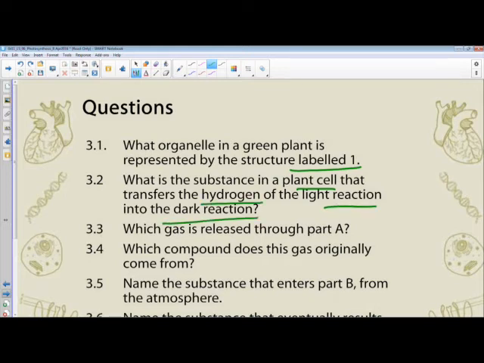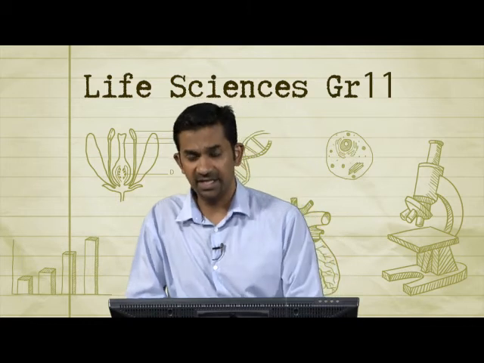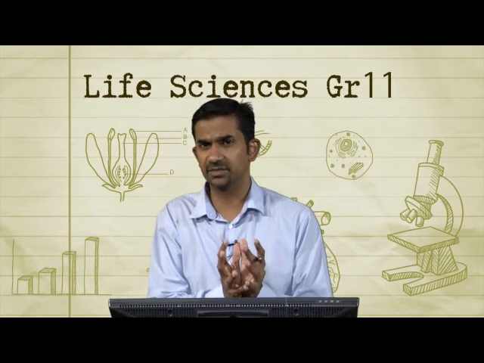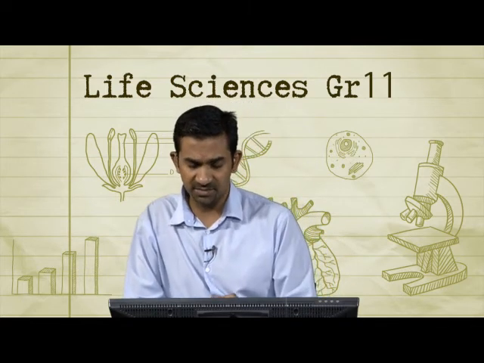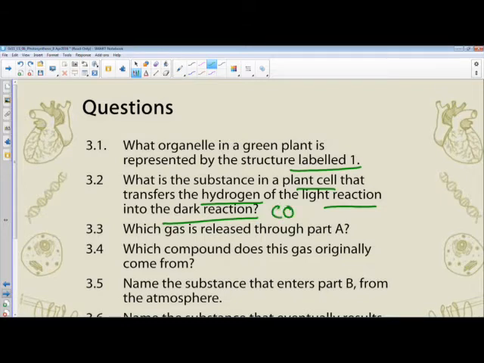So guys, if you recollect, we looked at different products produced in the first stage. We said one of the things that are produced is those high energy hydrogen atoms. And those high energy hydrogen atoms are transferred to the dark phase or the independent phase by a coenzyme. And this is the coenzyme NADP, and plus a hydrogen becomes NADPH, which is then transferred in it. So we're looking at a coenzyme, and that coenzyme is called NADP.